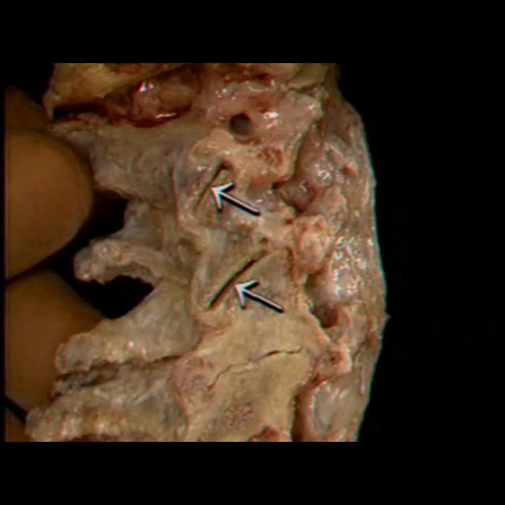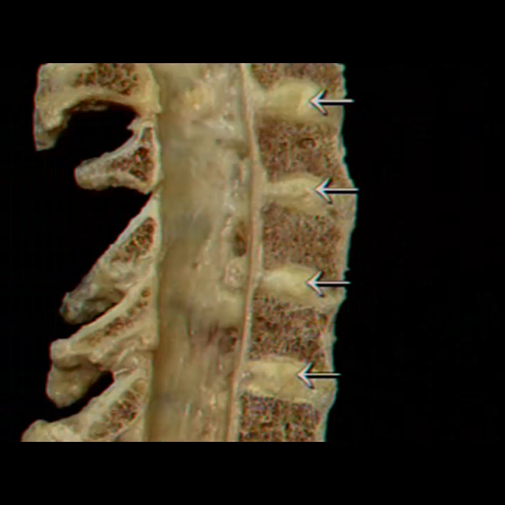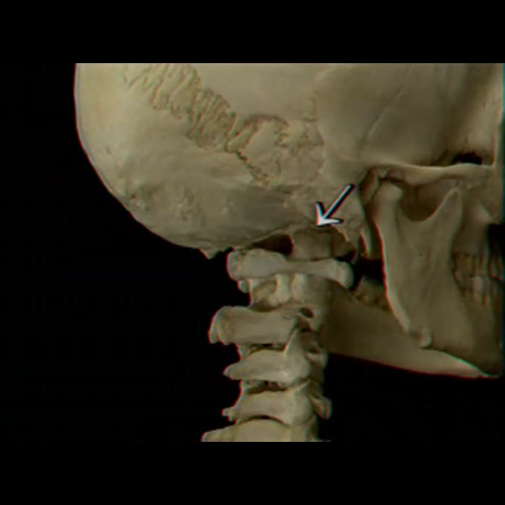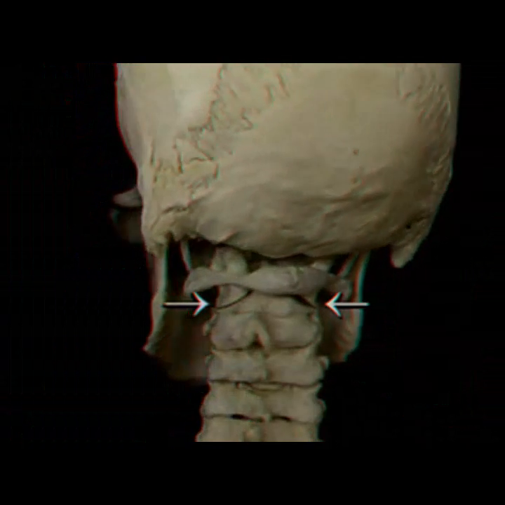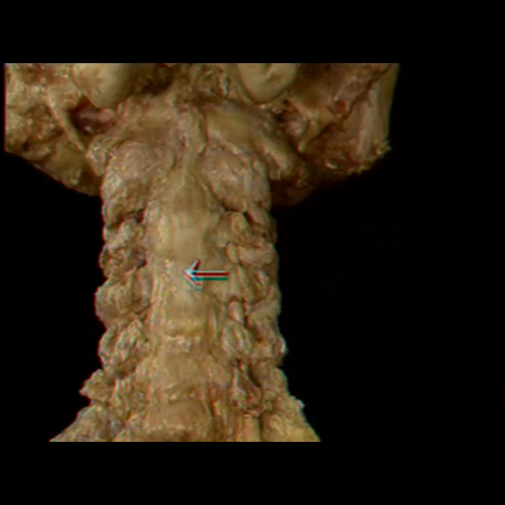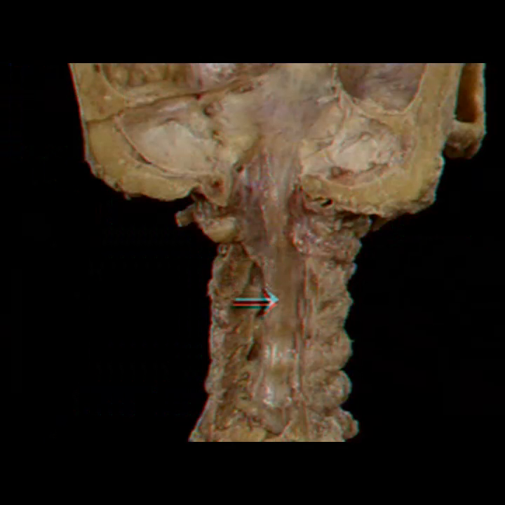Here are the intervertebral joints and the intervertebral discs. Here are the atlanto-occipital and atlanto-axial joints. Here's the nuchal ligament, the anterior longitudinal ligament, the posterior longitudinal ligament, and the tectorial membrane.